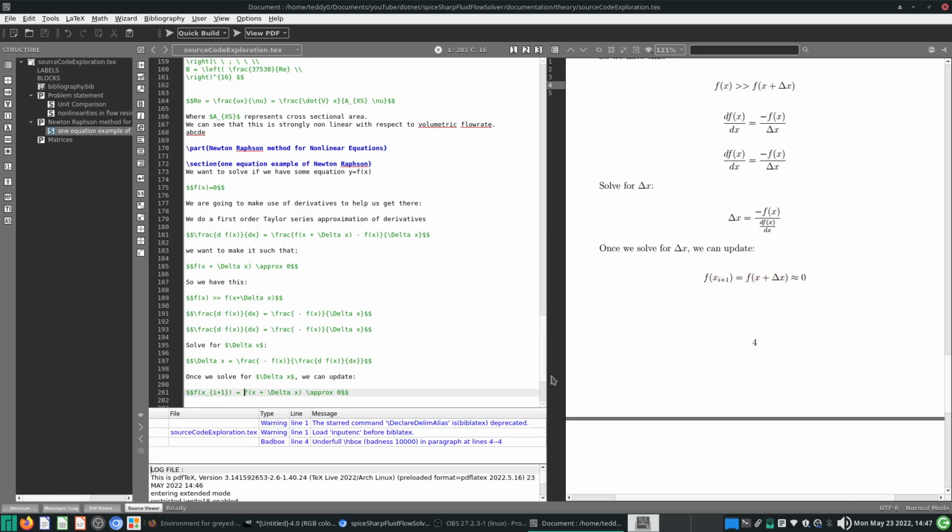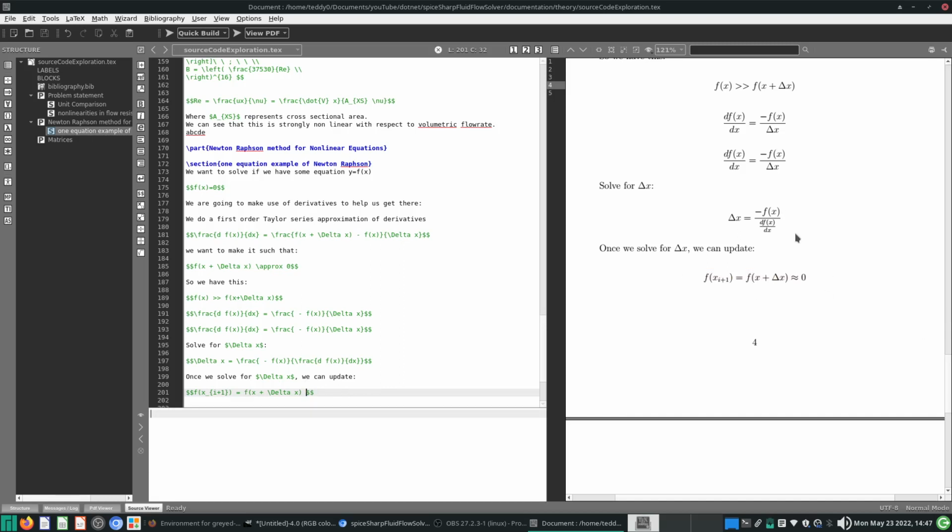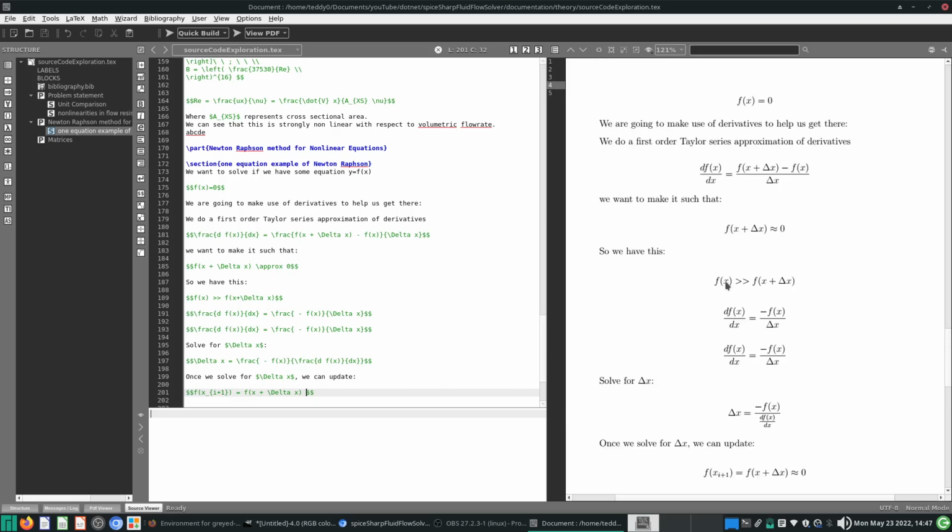Okay, and this is, of course, we hope that it gets to 0, but of course this is not truly 0, right? So f(x_i+1) equals f(x + delta x). Okay, so this delta x is something we solve for, and then we update it to the next iteration of x, so that we get closer and closer to 0. Now, what does this look like pictorially?